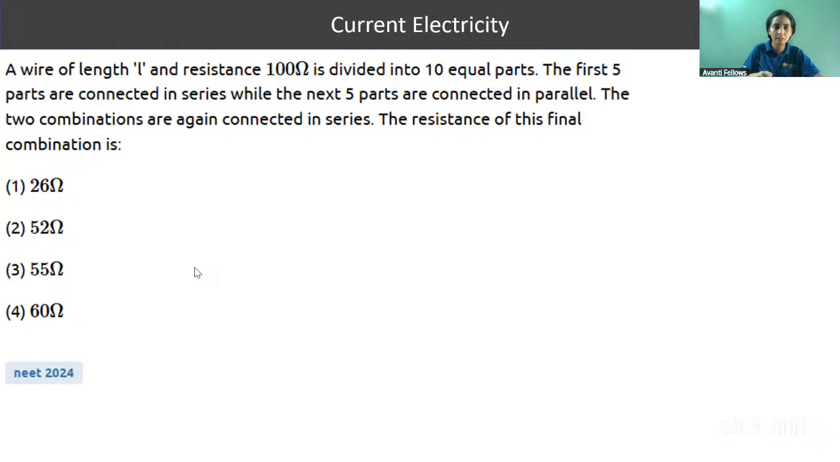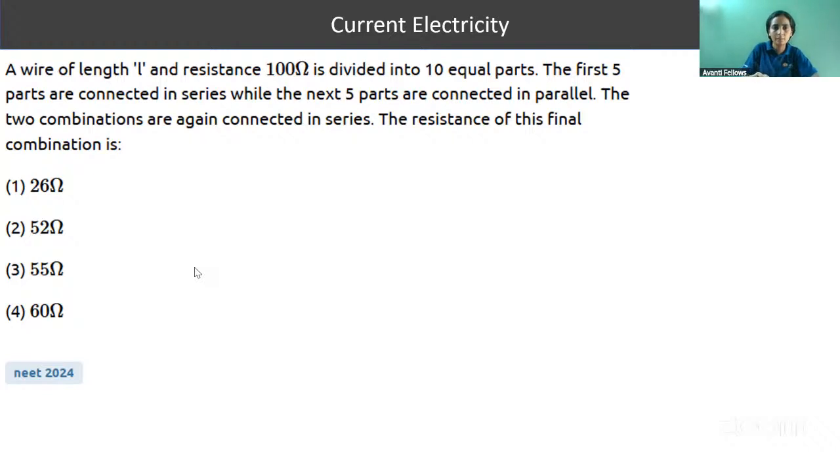Raju, need to recheck. It has a resistance of 100 ohm. It is divided into 10 equal parts. So each part will have resistance of how much? 10 ohm. ठीक है. So अब हमारे पास 10 ओम का 10 रेजिस्टर्स है. यस शशांक, करेक्ट. डन है. 10 ओम का 10 रेजिस्टर्स है.